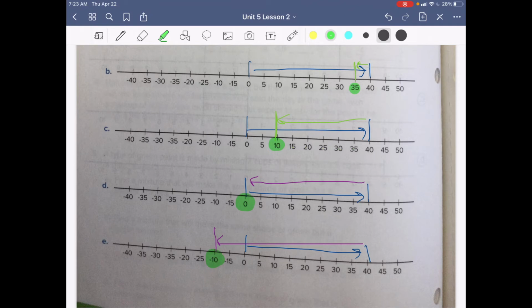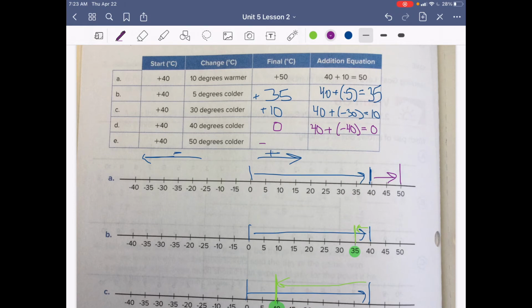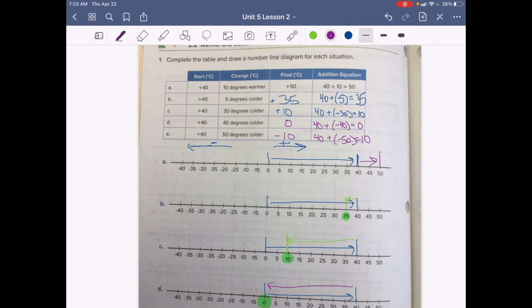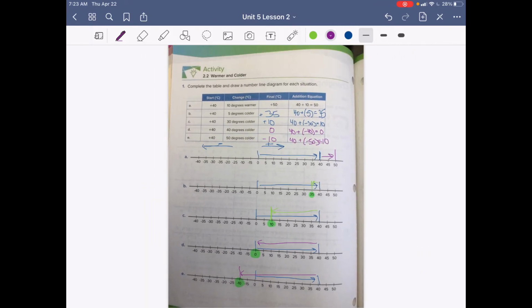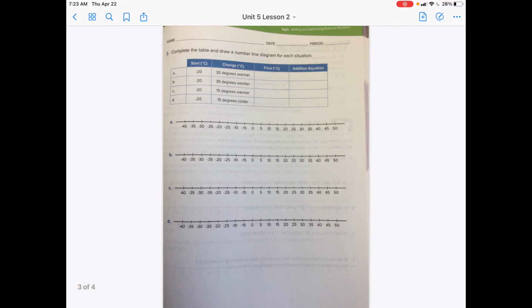So that's a lot colder than the last one was. So let's go ahead and put that in. So we ended up at -10, and we had 40 plus -50 equals -10. So your final page should look something like this. And we're going to go ahead and move on to the next page. It says, complete the table and draw a number line diagram for each situation. Ooh, this one looks very similar to the one we just did over here.